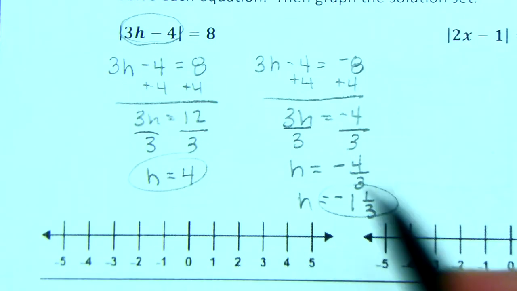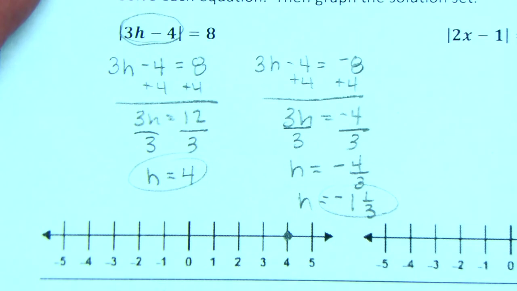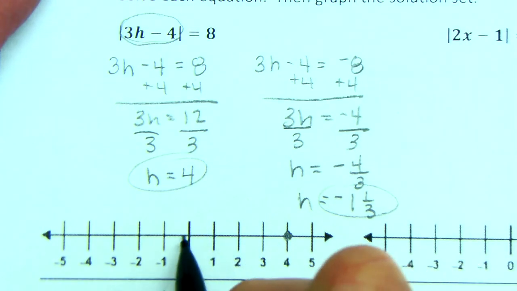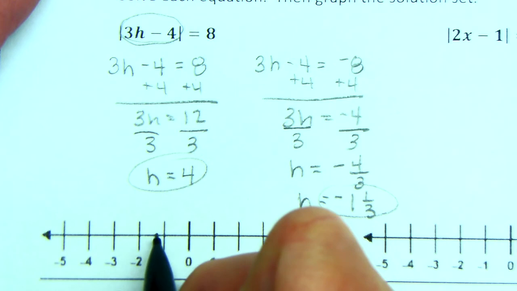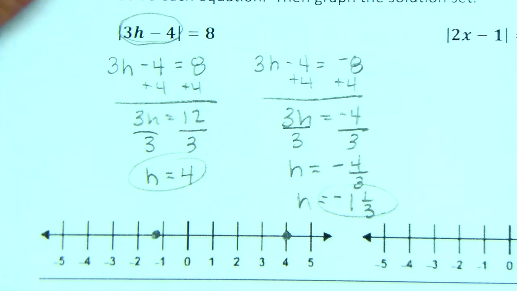So a positive 4 is simple, right there on the number line. Negative 1 1/3 is just going to be right here and a little bit past, about right there. And that's how we plot them, just those two numbers. Okay, let's try it on the next one.